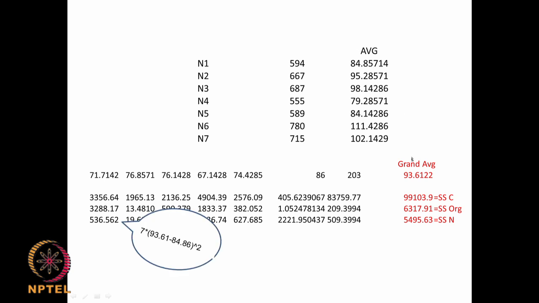So how do you do it? 84.85 or 86 minus 93.6 multiplied by 7. 95.2 minus 93.6 square multiplied by 7. 98.1 minus 93.6 square multiplied by 7. Like that you do and then you add up, you will get the sum of squares for nitrogen.